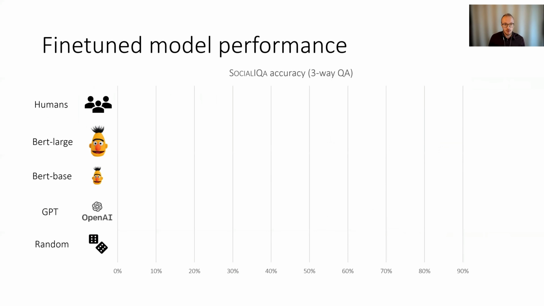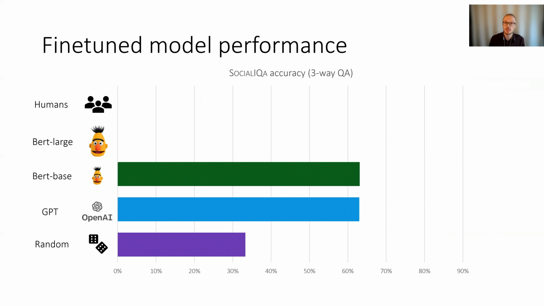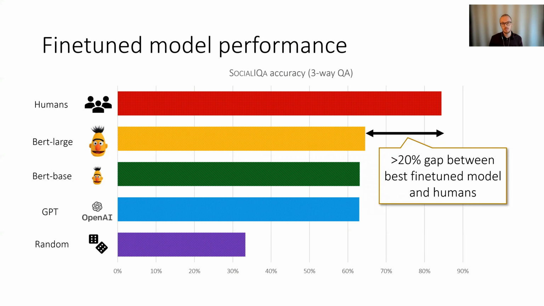Comparing the performance of all of our fine-tuned models here, obviously random performance on a three-way classification is 33%. And we find that GPT-1 and BERT base do significantly better than random. They're at like 60-something percent. BERT large gets up to 65%. And this is 20 points below what humans can do. So even our best fine-tuned model is still 20% below humans. And so this was in 2019, right?